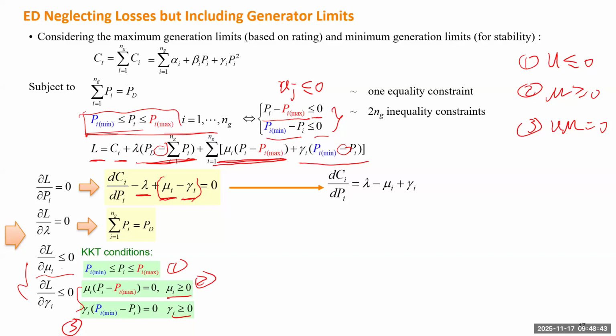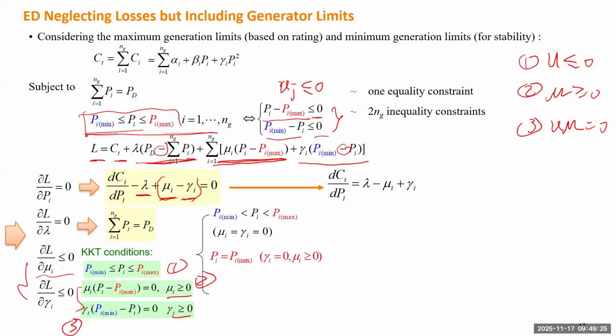But when we deal with a lower dimension problem, it's better just to check every possible scenario to make sure each scenario can be satisfied. So here, we go ahead and study three typical scenarios. The first scenario is the generation of unit i is not reaching either limit. It's less than the upper limit and higher than the lower limit. If this is the case, I don't need mu and gamma at all. There's no penalty.